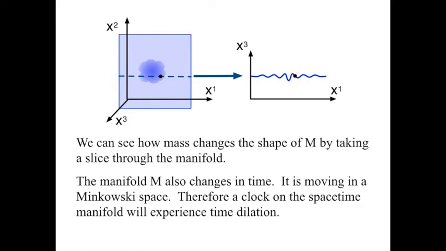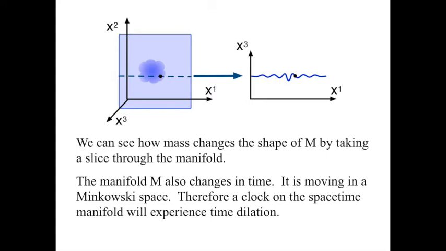The manifold M also changes in time, which is to say that it is moving in the Minkowski space. In the diagram on the right, those waves would be oscillating up and down in the direction x3. And for a 3 manifold embedded in a 5 space, the waves into x4 and x5 would be rotating in the coordinates x4 and x5.